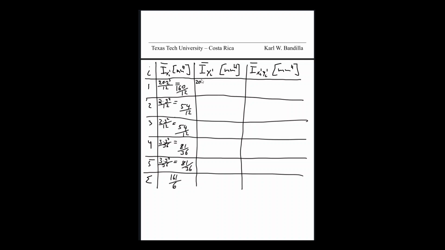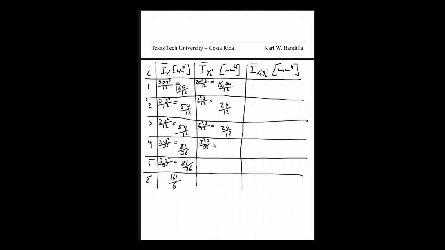Now the y direction, it's easy, you just flip them around, right? So it'll be 20 cubed times 2 over 12. That gives me 16,000 over 12. The next one would be 2 cubed times 3 over 12. That gives me 24 over 12. So 2. Same here. 2 to the 3 times 3 over 12. 24 over 12.